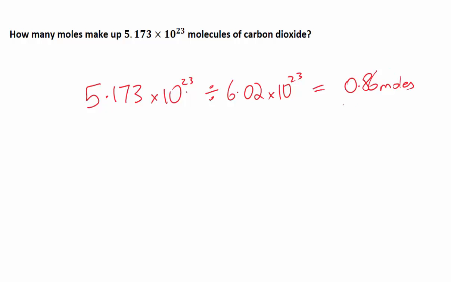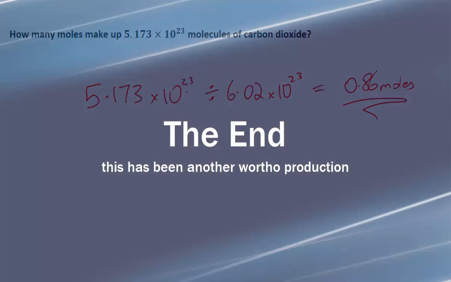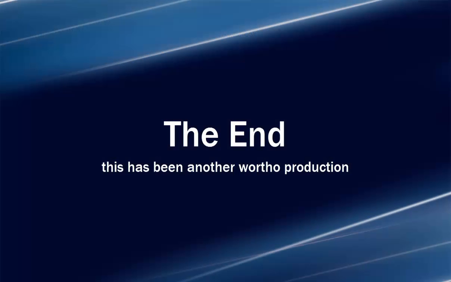So all you have to remember then is if you've got moles and you want number, you multiply by Avogadro's number. If you've got the number and you want the moles, you divide by Avogadro's number.